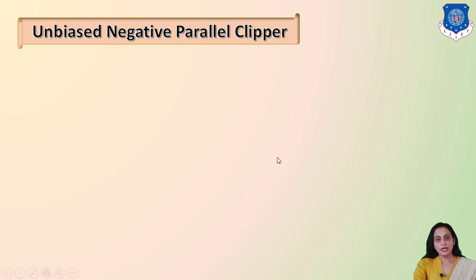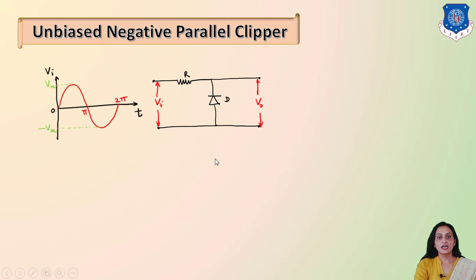Now we will see the unbiased negative parallel clipper. This is the circuit diagram for the unbiased negative parallel clipper, and we will apply a sinusoidal signal like this at the input of this clipper circuit. The only difference is that we have interchanged the terminals of the diode. This is called unbiased because there is no battery connected in the circuitry. This is a parallel clipper because output is taken in parallel with the diode, and this is called the negative clipper.